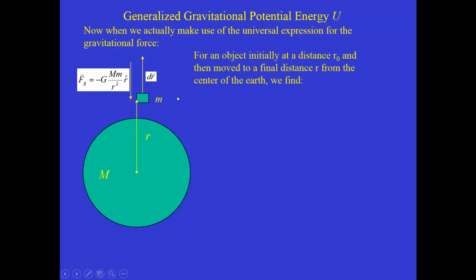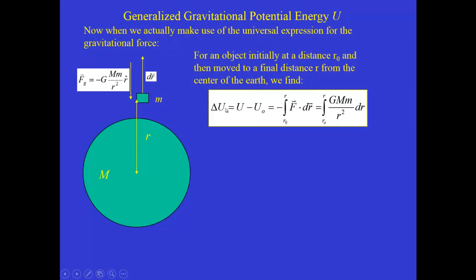So if the object is initially at a radial distance r0 and we raise it to a final distance r, and that's indicated by this arrow, we can calculate the change in potential energy, once again minus the integral from the initial position to the final position of this quantity F dot dr. And looking at the vector expressions for F right here, dr is pointing in the r hat direction. It's the infinitesimal change in the radius as the object is moving from its initial to its final position.